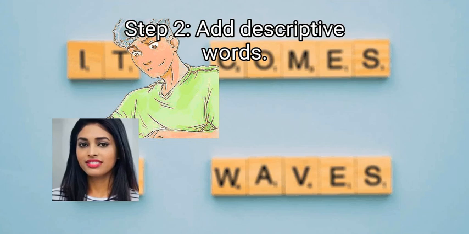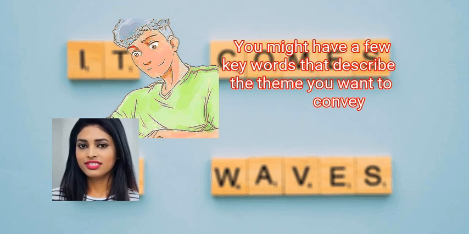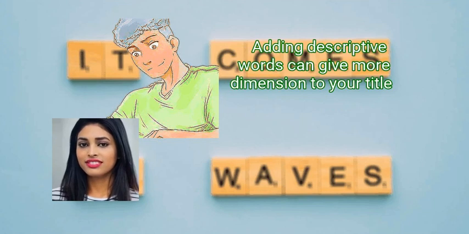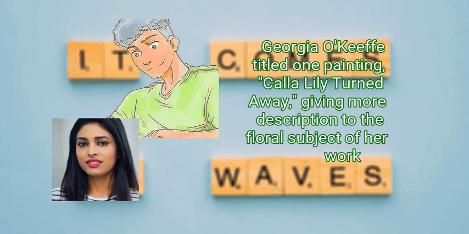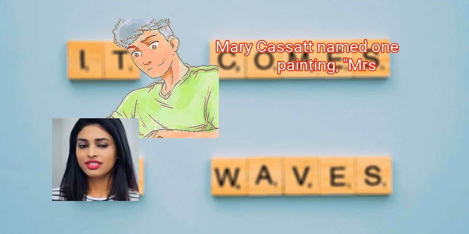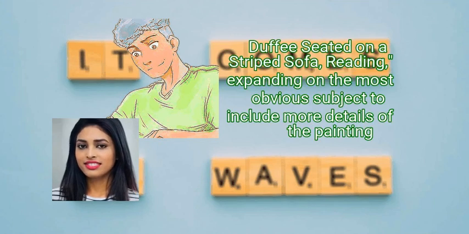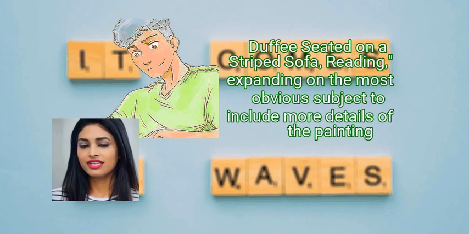Step 2. Add descriptive words. You might have a few keywords that describe the theme you want to convey. Adding descriptive words can give more dimension to your title. Think of adjectives or adverbs that might work to enhance your title. Georgia O'Keeffe titled one painting, "Calla Lily Turned Away," giving more description to the floral subject of her work. Mary Cassatt named one painting, Mrs. Duffy Seated on a Striped Sofa, Reading, expanding on the most obvious subject to include more details of the painting.